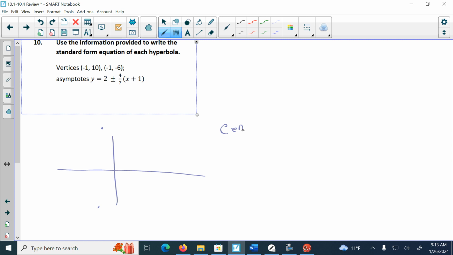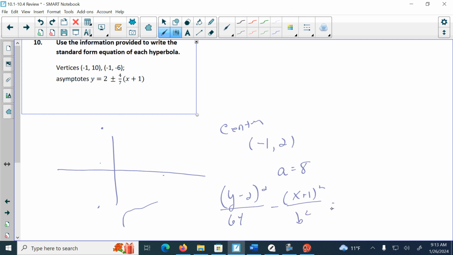So my center is going to be, the x point stays the same, and then negative 1, 2. So negative 1, 2 is going to be my center. The distance between that 2 and the 10, or between the 2 and the negative 6, is going to be 8. So my a is going to be 8. So we just said the y is coming first. So (y minus 2) squared over a squared, which is 64, minus (x plus 1) squared over b squared.